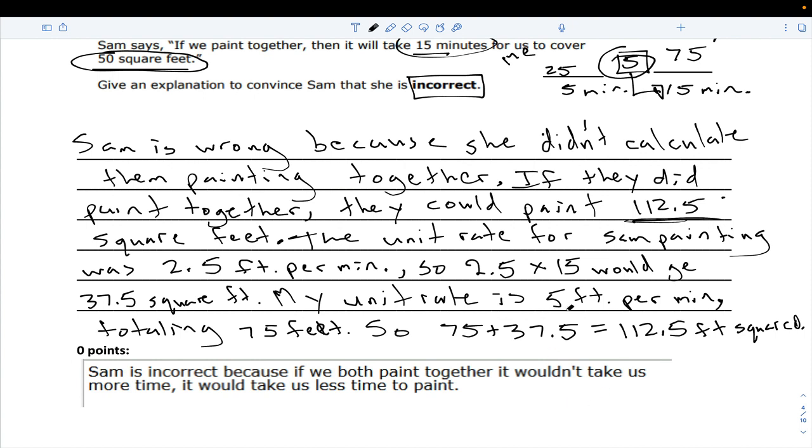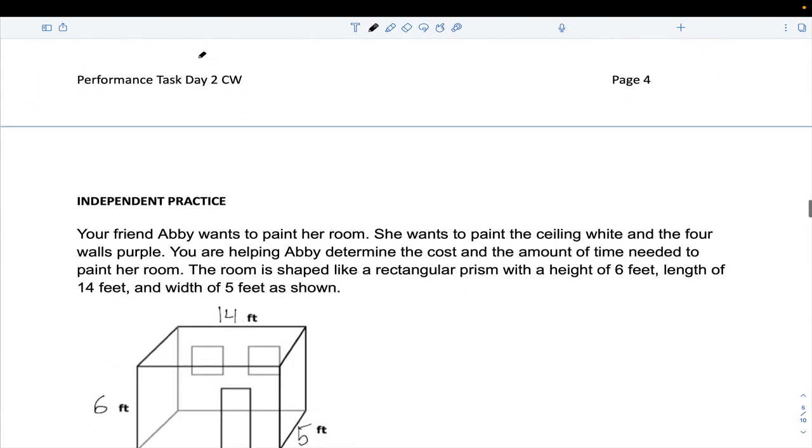You could add to this, obviously. If I were you, I would probably take an extra like 2 or 3 sentences to explain more about how you got this, or disprove 50 feet like Raiden did. You could do both. The more the merrier when it comes to performance tasks.